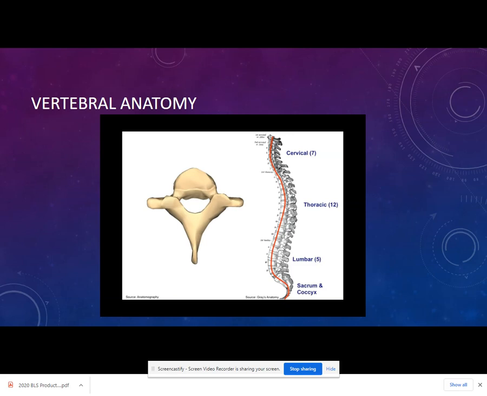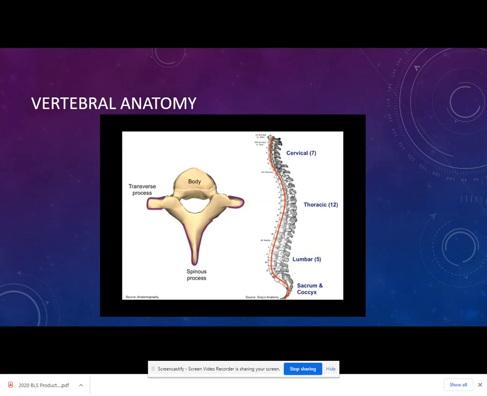In this picture here, we have a superior view of a typical vertebrae. Anteriorly, we have the body, which is the weight-bearing section of the vertebrae. Posteriorly, we have the spinous process. Laterally, there are transverse processes. Both of these processes serve as attachment sites for muscle.